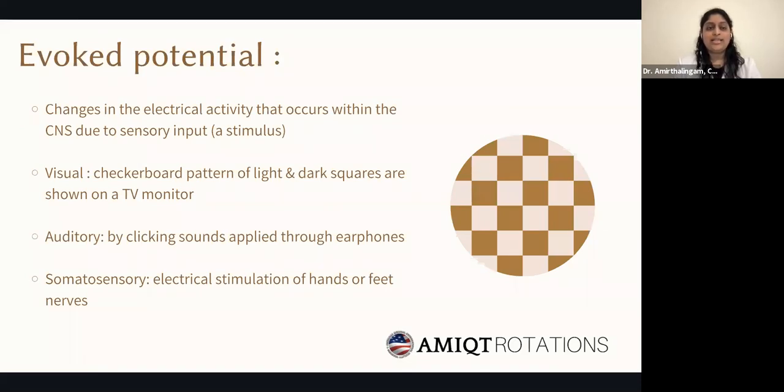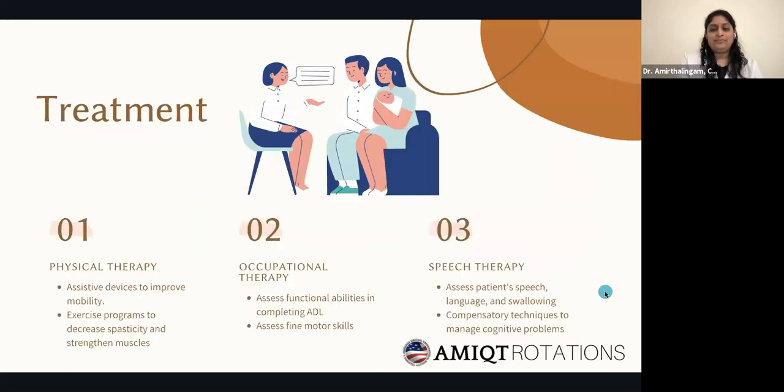We can do this 3 ways: visual, auditory, or somatosensory. For visual, a checkerboard pattern of light and dark squares may be placed on a TV monitor. For auditory, sounds can be played through an earphone. And for somatosensory, electrical stimuli can be placed on the hands and feet of the patients.